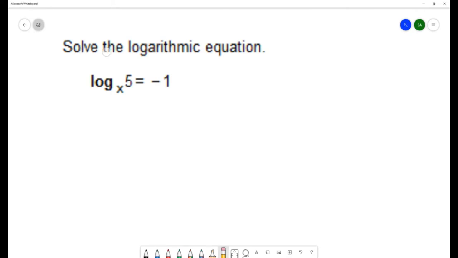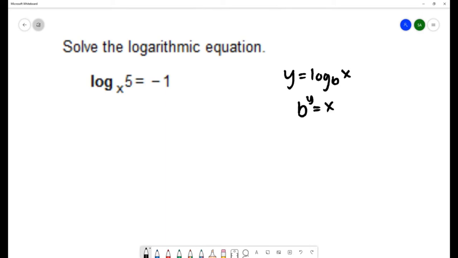On this question, we want to solve the logarithmic equation log base x of 5 equals -1. So on this question, we have log only on one side of the equation. So we're going to solve this by converting to an exponential. So if we have y equals log base b of x, we can convert that to an exponential using the definition b to the y equals x.